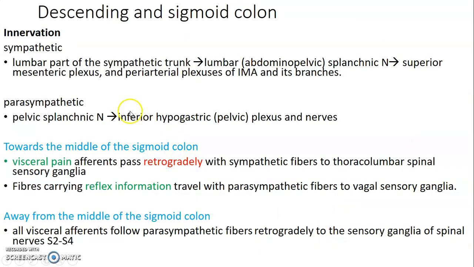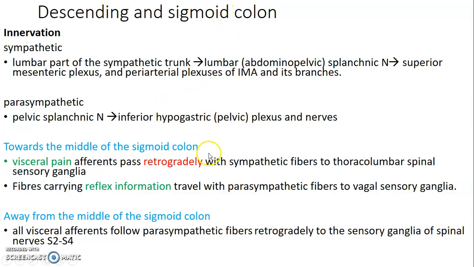Innervation is mainly by sympathetic and parasympathetic. Sympathetic fibers are from the lumbar part of the spinal cord to the sympathetic trunk. Then the lumbar splanchnic nerves use the superior mesenteric plexus, around the superior mesenteric artery, to get to the descending and sigmoid colon. So: lumbar sympathetic trunk to lumbar splanchnic nerve via the superior mesenteric plexus and inferior mesenteric artery plexuses. Parasympathetic fibers follow the pelvic splanchnic nerve via inferior hypogastric plexuses and nerves to get to the descending colon and the sigmoid colon.